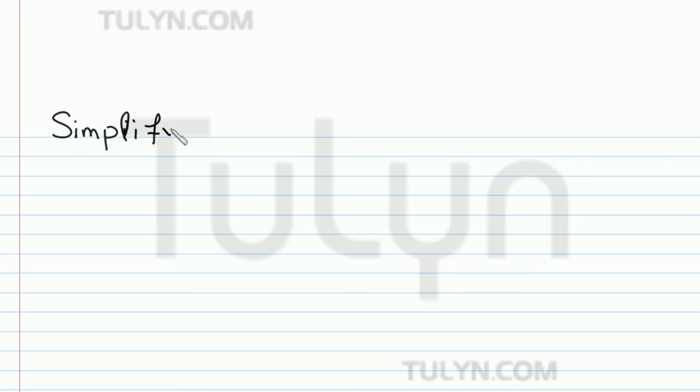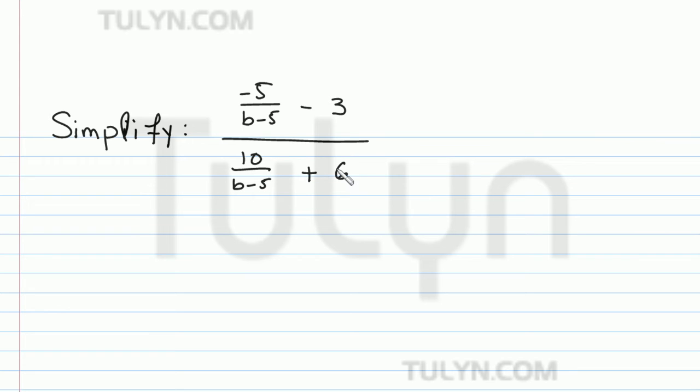Simplify the following complex fraction. So we have negative 5 over b minus 5, minus 3 as the numerator, and then 10 over b minus 5, plus 6 as the denominator.